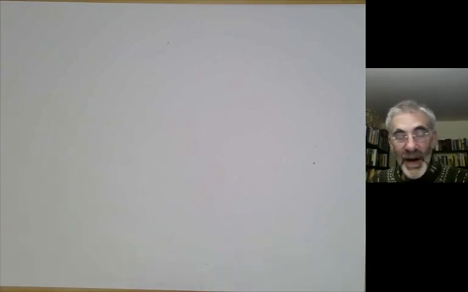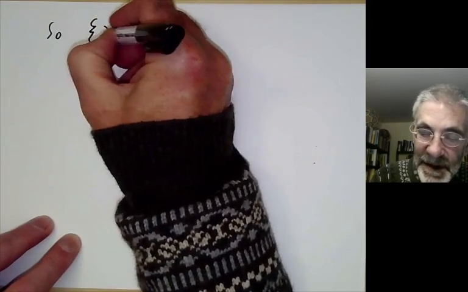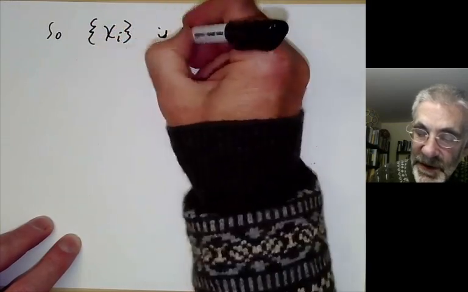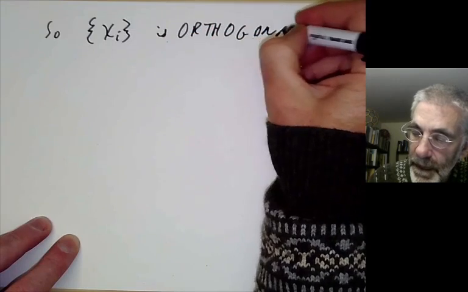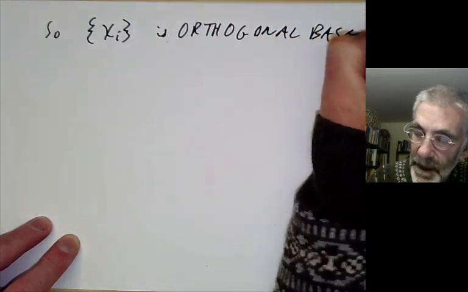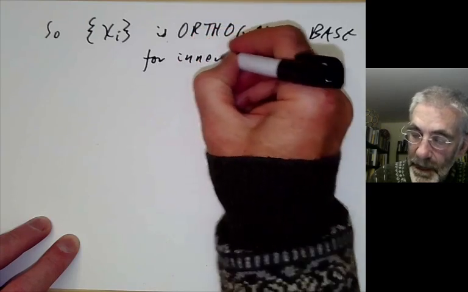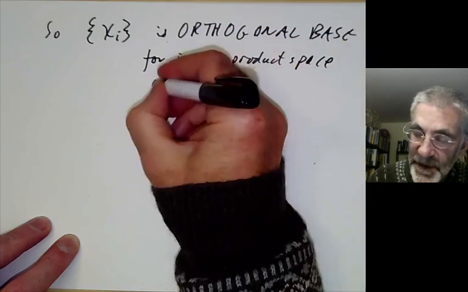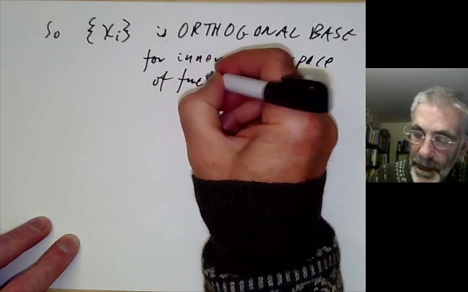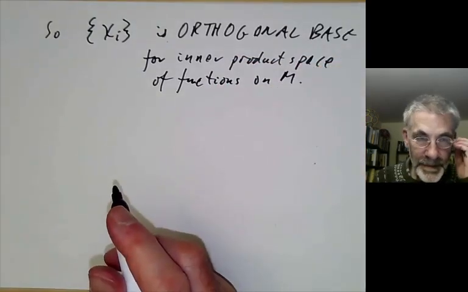So the characters of a finite group form an orthogonal basis, so that the set of characters chi i is an orthogonal basis for the inner product space of functions on the finite group M.